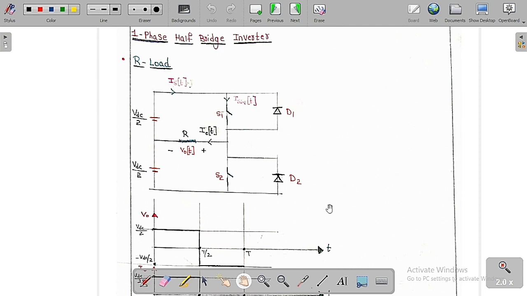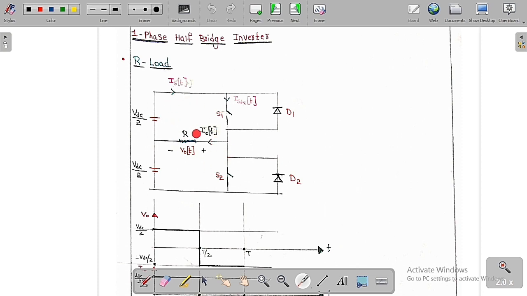This is the circuit diagram of the single phase half bridge inverter. Here you can see clearly the supply voltage is VDC by 2, and this is VDC by 2. There are two switches, switch 1 and switch 2, with the freewheeling diodes D1 and D2. Only for the voltage source inverter do we need to use the freewheeling diodes, but not for the current source inverter. Let me assume this is ISW of t, a switch current, whereas the source current is IS of t.